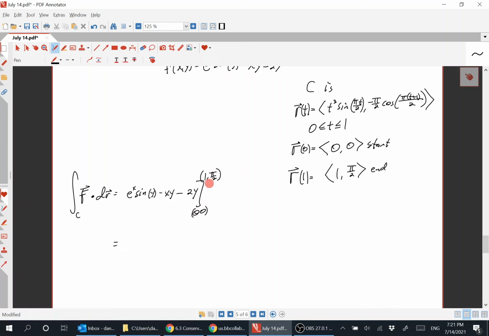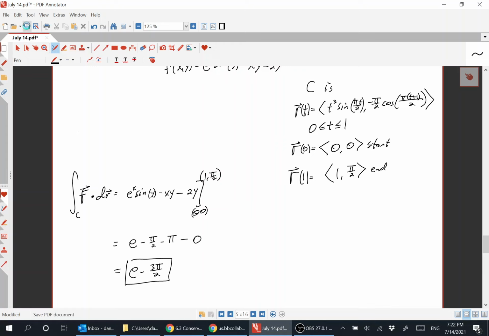So at (1, pi over 2), x is 1, y is pi over 2, this is going to be e to the 1 times sine of pi over 2, which is 1, minus pi over 2, minus 2y, and then minus at (0, 0), these are all just 0. So it's e minus 3 pi over 2. I believe that's got to be correct.